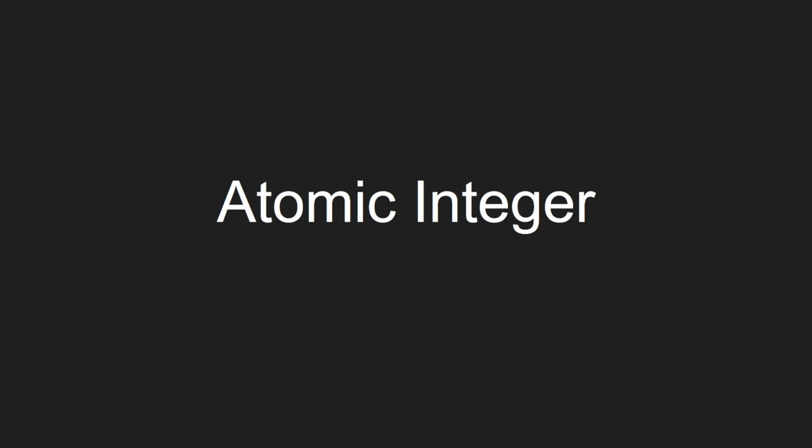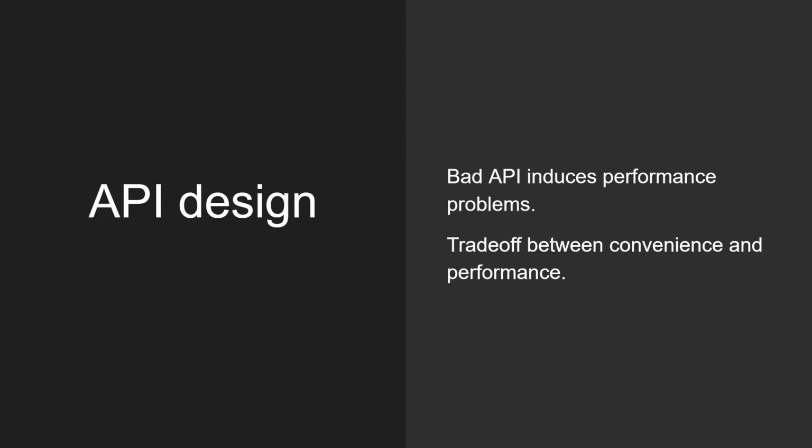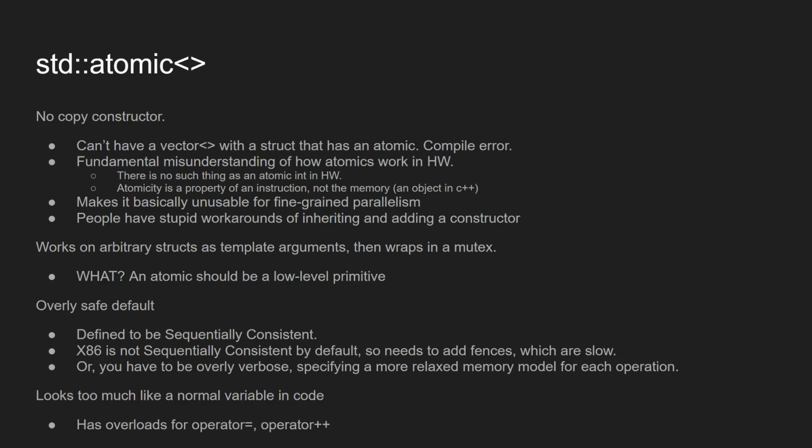All right, so starting with the atomic integer, one of the first things I want to talk about is how API design affects your implementation and the performance of your implementation. You wouldn't think that there's much API design behind an atomic integer, but it is possible to do it wrong, and so I'm going to go into a little bit of a mini rant about the standard template library. In my opinion, the standard atomic is a case study in how you can take something that is actually fairly simple and still manage to mess it up.